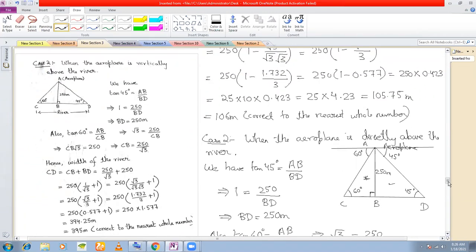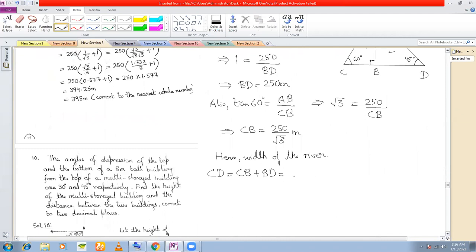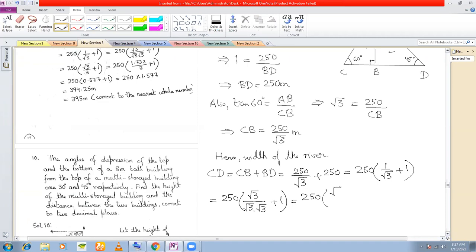So what is the length of CB? CB we have found out to be 250 by root 3, and BD we have found out to be 250. Now how to simplify this? Take 250 common. You get 1 by root 3 plus 1. Rationalize the denominator. Root 3 by root 3 into root 3 plus 1. You get 250 root 3 by 3 plus 1.